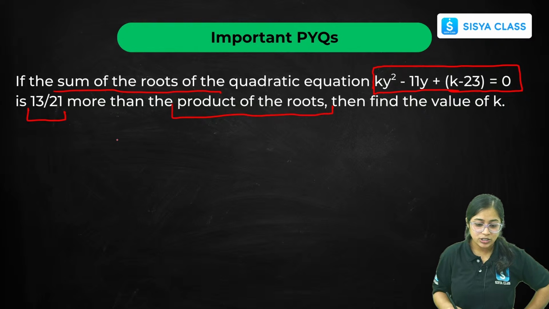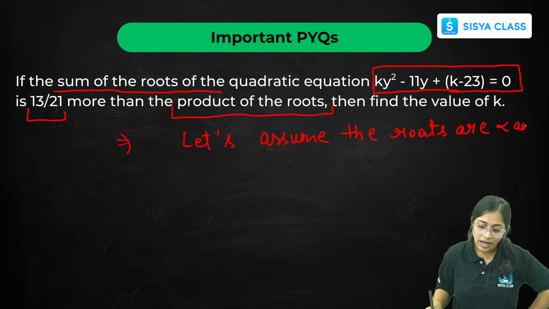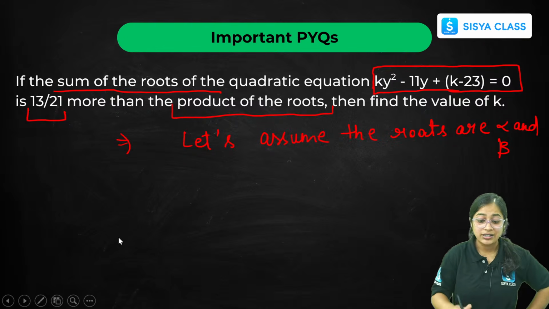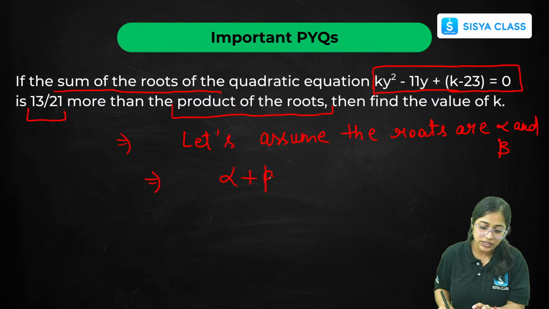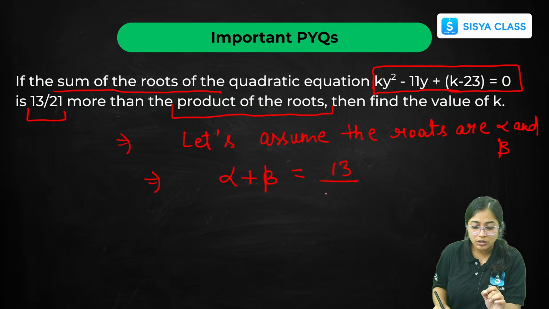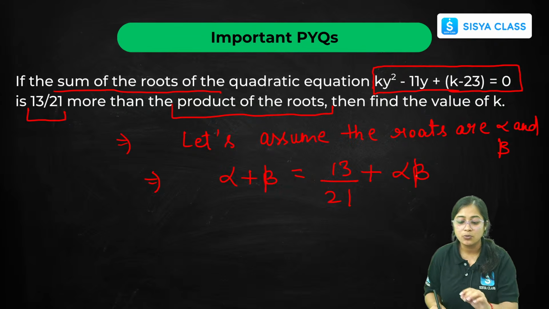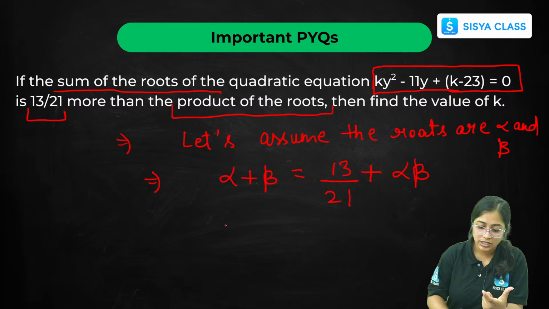So first let's assume that roots are alpha and beta. So what is given to you? That product of roots, that sum of roots. So here what is the sum of roots? It is alpha plus beta, right? Sum of roots is 13 upon 21 more than the product of roots. Whatever is the product of roots, if you add 13 upon 21 to it, you will get the sum of roots, correct?